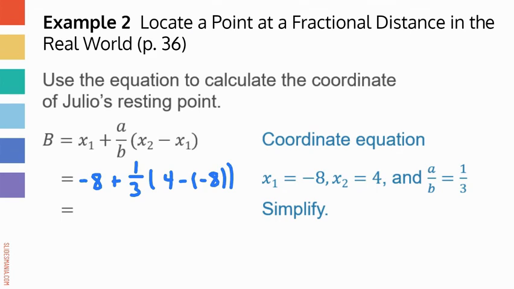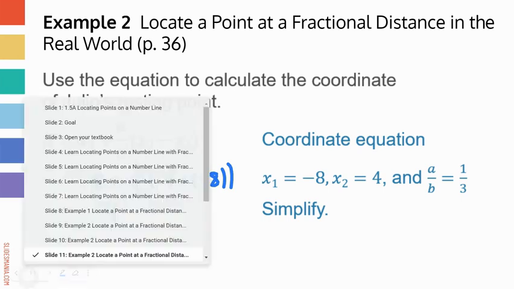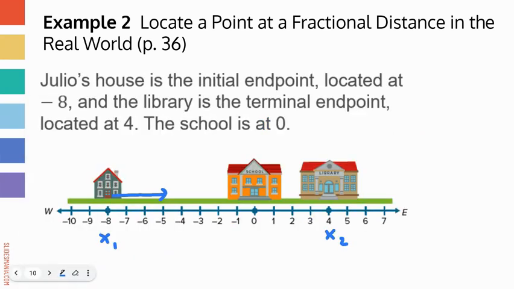Again, you can type this right into your calculator the way it's written, or you can just do the math like I am. So 4 minus -8 becomes 4 plus 8, which is 12. 12 times 1/3 is 4. -8 plus 4 is -4. Okay, so that means he's going to stop at point -4. If I go back, at -4, right here, this is where he's going to rest.